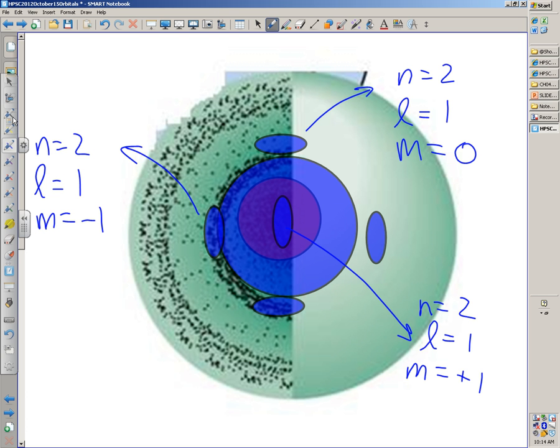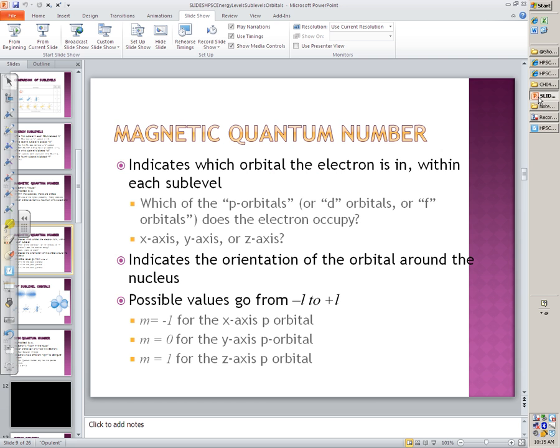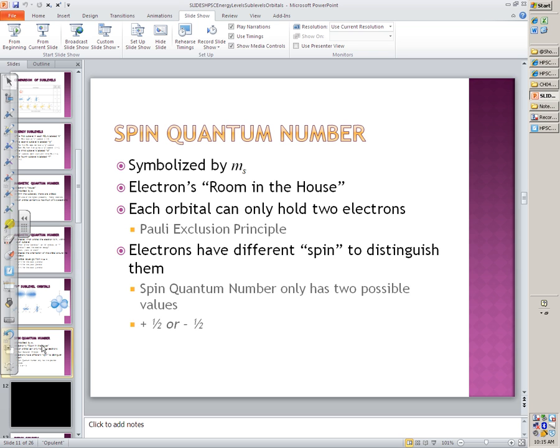You just wrote down, when we were talking about magnetic quantum number, how many electrons can exist within each one of these orbitals? How many electrons can exist within this p orbital right here? 2. Most likely, one's going to be over here and one's going to be over here. Why? They repel each other. They want to try and get as far away as possible. So we have to have a way to distinguish this one from this one. And that's where we get to the spin quantum number.